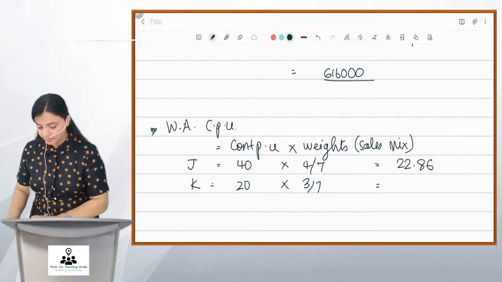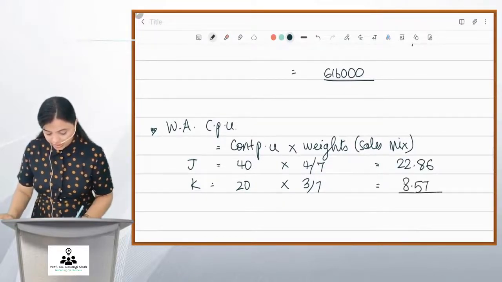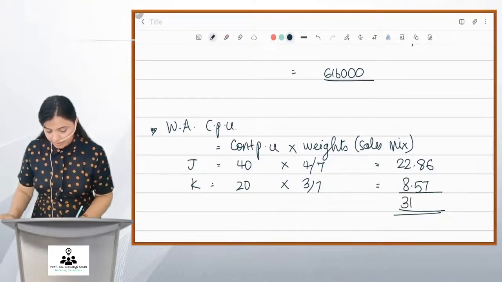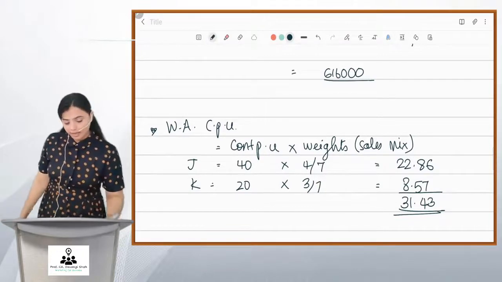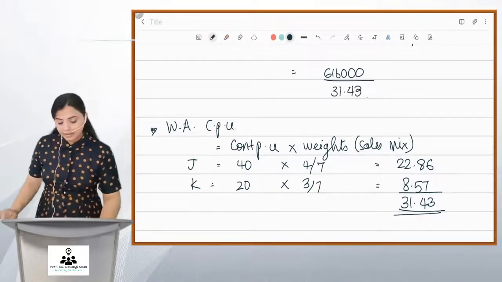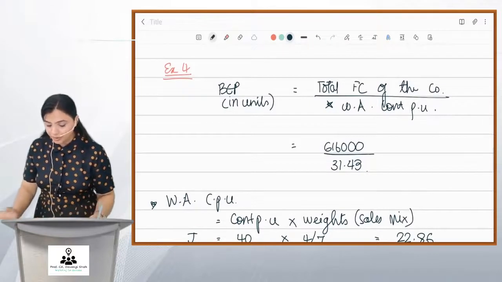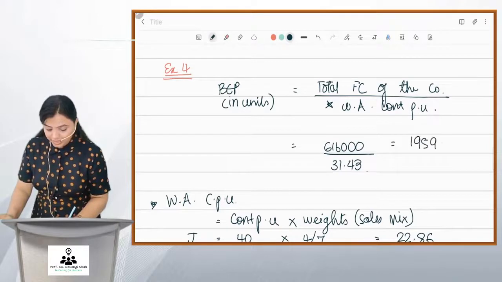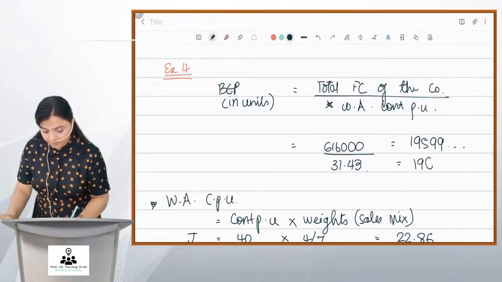22.86 and 8.57. Total it, you get 31.43. So friends, the weighted average of this J and K is 31.43. And now get the BEP in units. 6,16,000 divided by 31.43, you get 19,599 point something. It will be around 600 only.